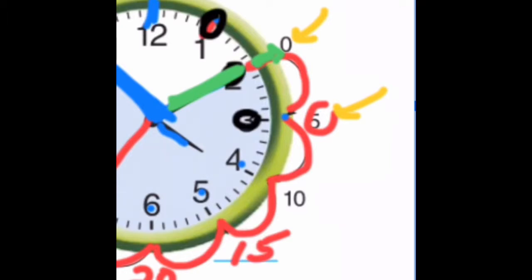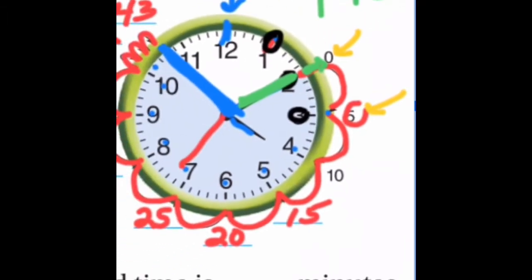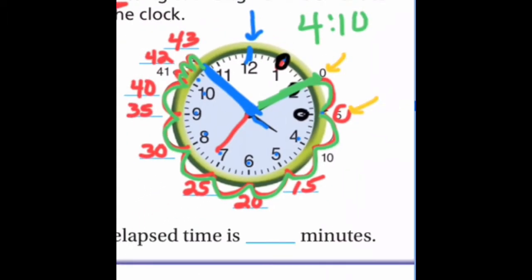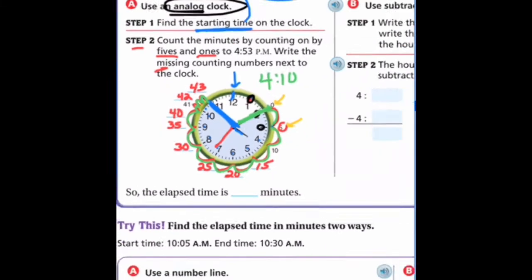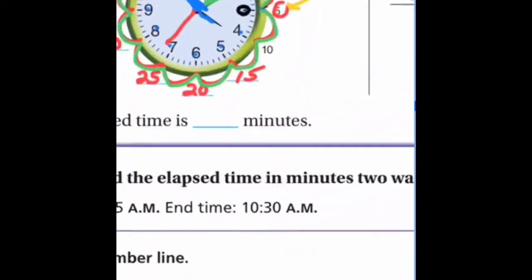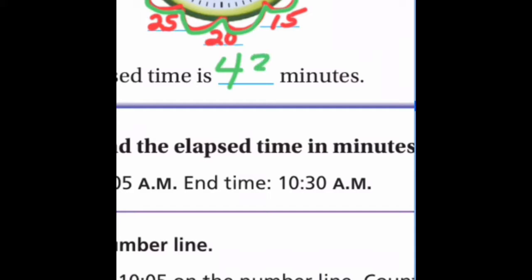4:10. So we start right here and we count to the end of the movie, 5, 10, 15, 20, 25, 30, 35, 40, 41, 42, 43. Okay? So sometimes the clock can be a little trickier. All right? The elapsed time then is 43 minutes.